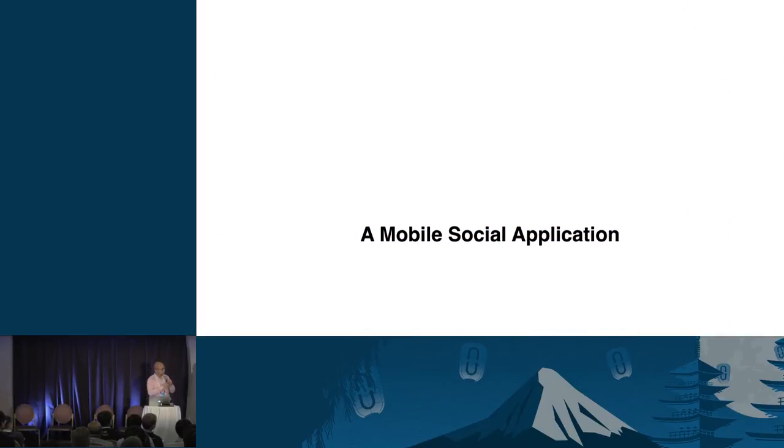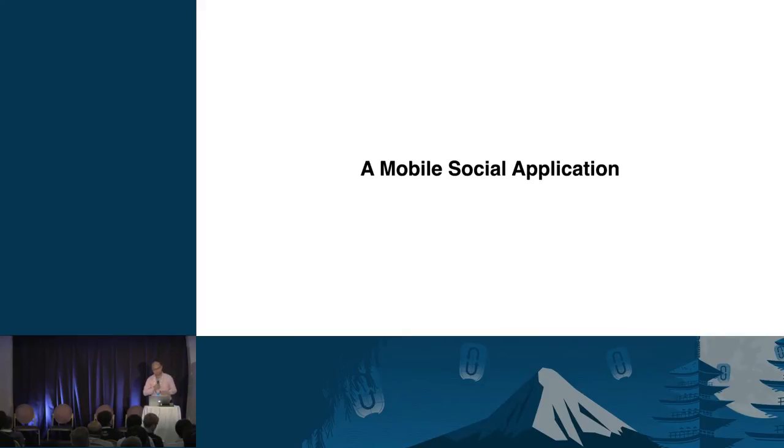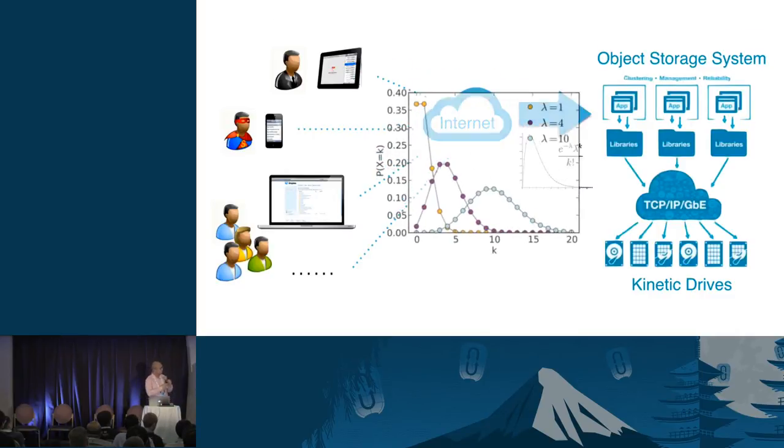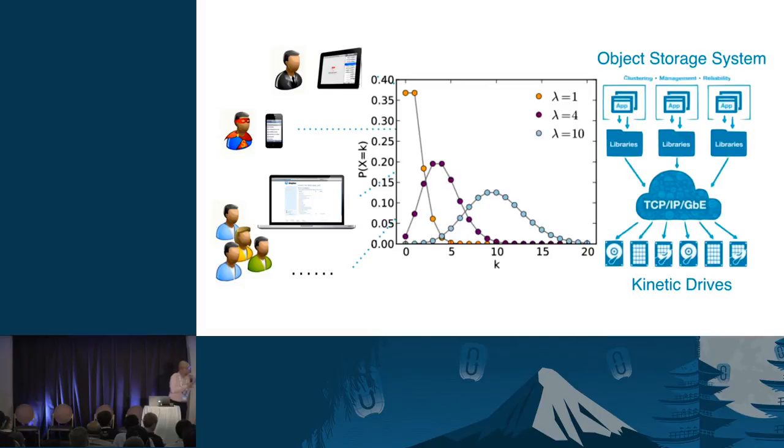So the next question is how we can get the number. I will explain how we can get this number and how we can test a storage system, an object storage system, to get the latency. These are Kinetic drives. I will explain them later.